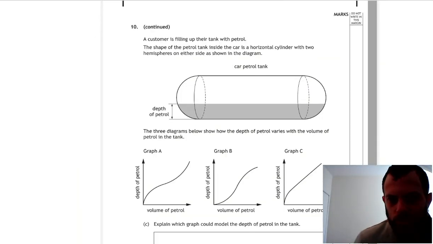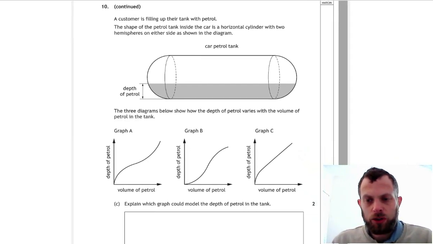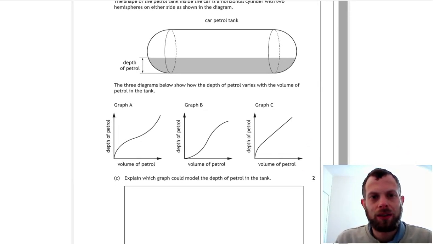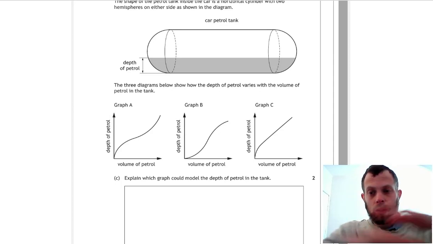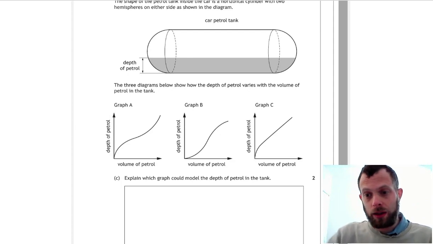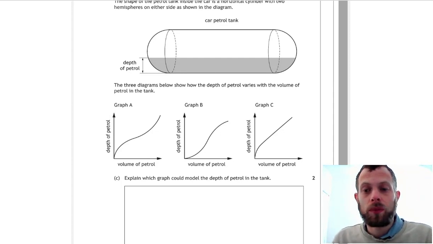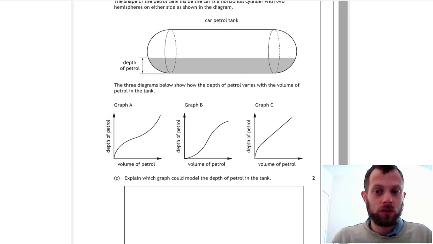So now we are on part C, where you are given 3 graphs and you have to decide which one is the possible graph that it might be. So which graph could model the depth of petrol in the tank? We can see that the cross-sectional area of the tank is less at lower depths, and as the tank fills up, it's a broader tank to fill up. So it'll fill up quicker at the beginning. So we can see in graph A, it starts by going up quite steeply, and then it slows down, and then at the end goes up more steeply again. So that'll be your answer, graph A.